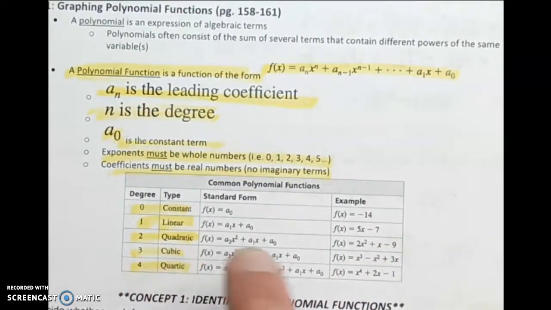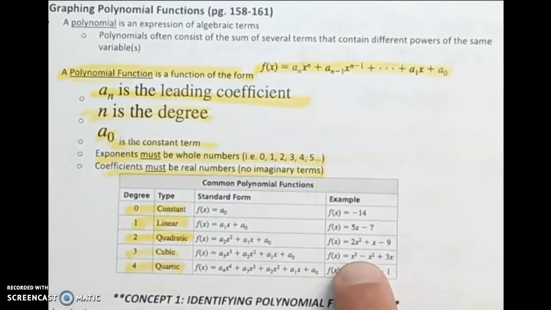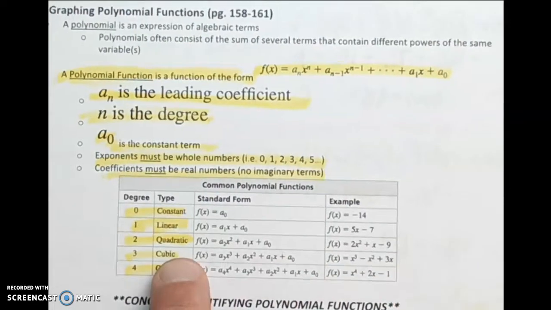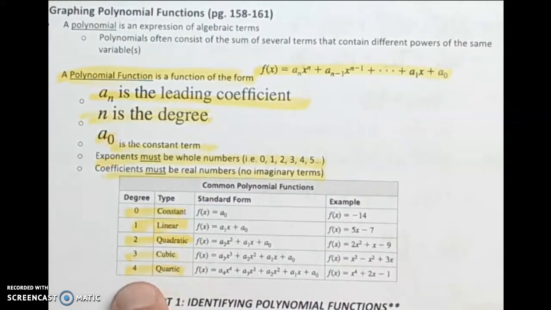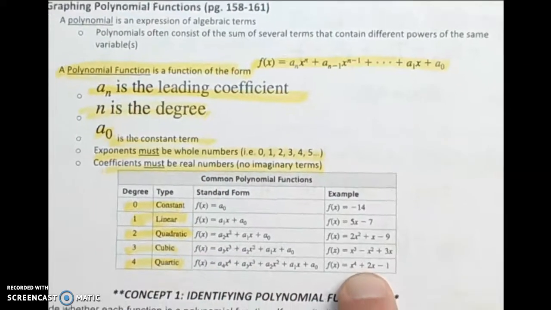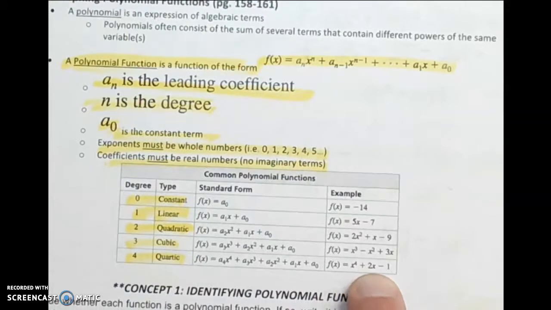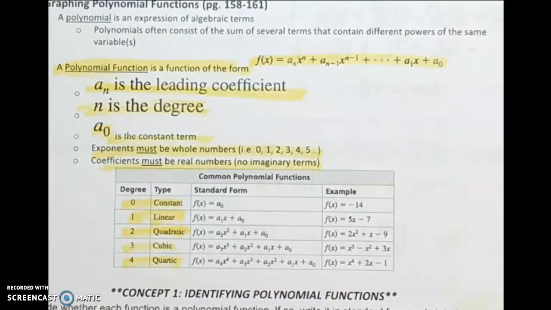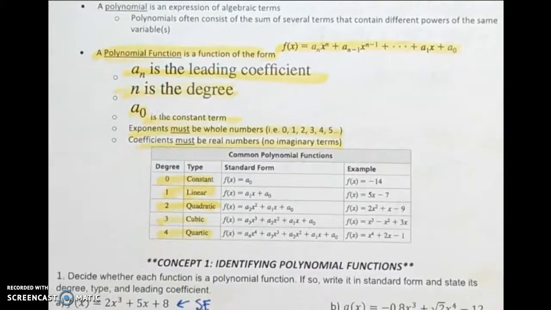3 is called cubic, something like this: x cubed minus x squared plus 3x, power 3, cubic function. And power 4 is called quartic, and it looks like this, for example, x to the fourth power plus 2x minus 1. Okay? So concept 1 is really identifying the polynomial functions, and it states this.